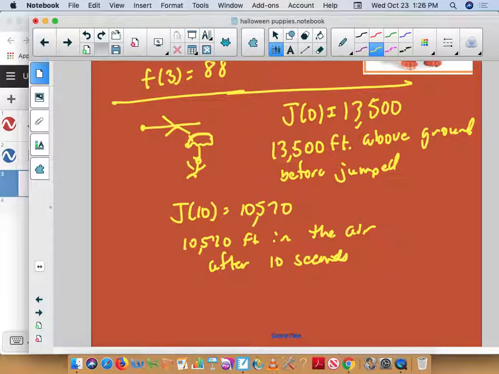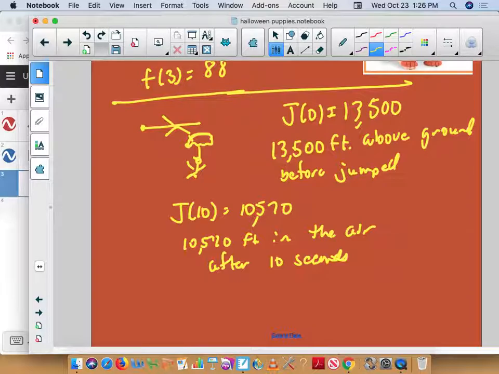I just had a question about number 4, about the J of 10 one. The second one. So I wrote that this is her distance, like that she passed after 10 seconds, but you're saying that it's her distance, like that she is in the air at 10 seconds. J of X is the distance in feet. Yeah, but that means above the ground.